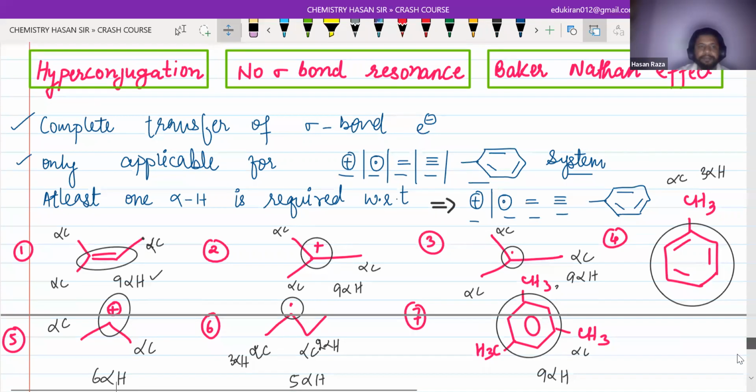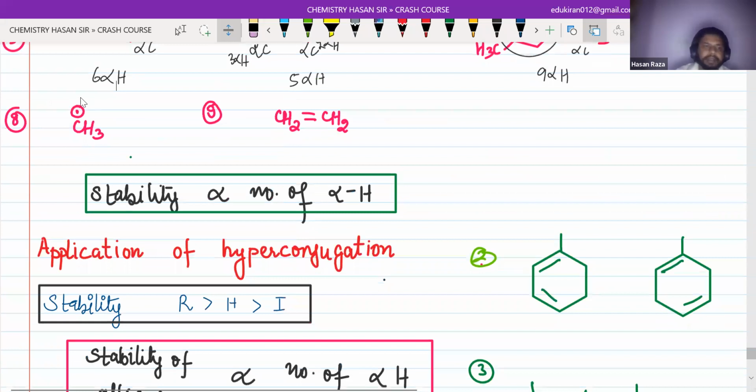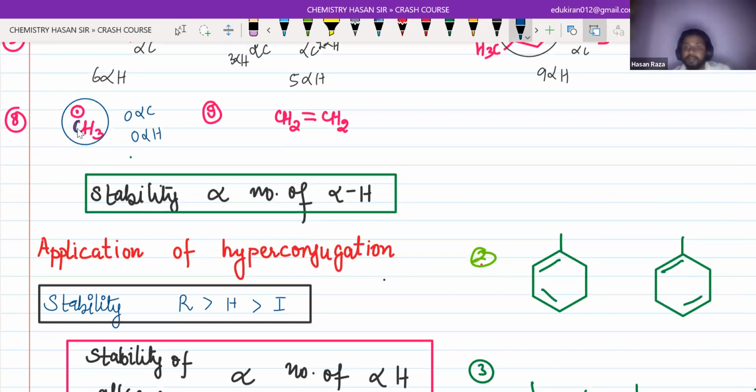Now you can see there is no alpha carbon, 0 alpha carbon. That's why 0 alpha hydrogen, because this free radical is not connected with any carbon, which is called alpha carbon. This is 0 alpha carbon, 0 alpha hydrogen.